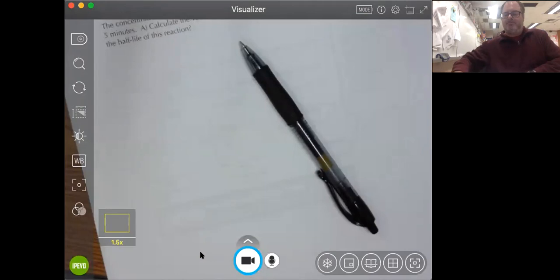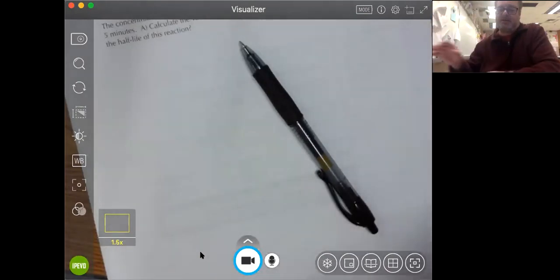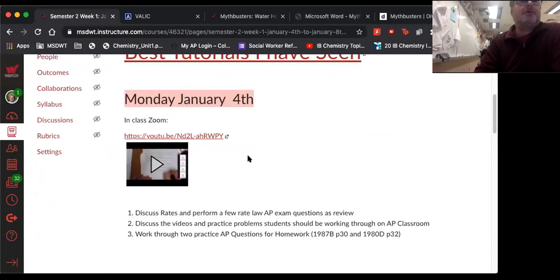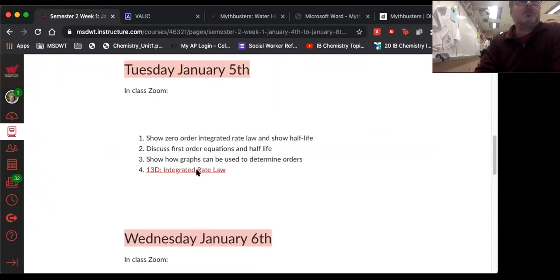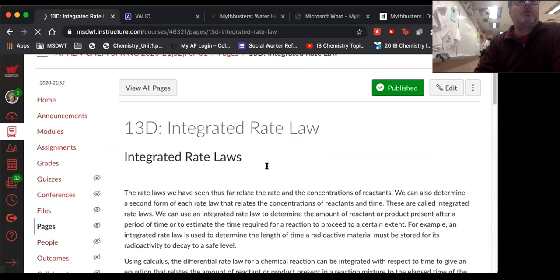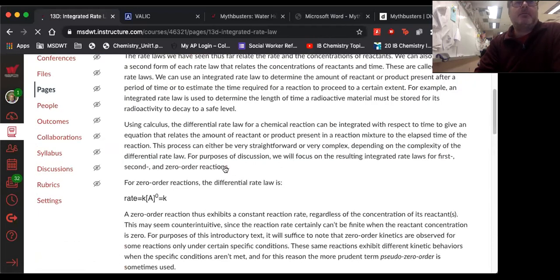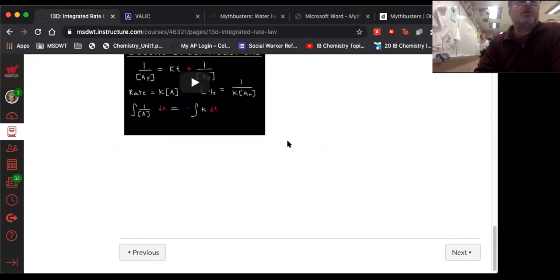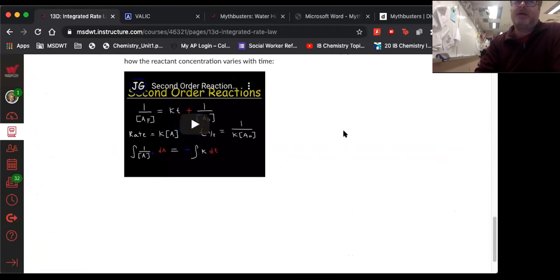Don't forget, if you want to get the math behind how that rate law was integrated, let me show you real quick. Right here, you're more than welcome to go through that. Here's all the calculus behind the zero order, the first order, and the second order. But that is not a requirement for you for this course.